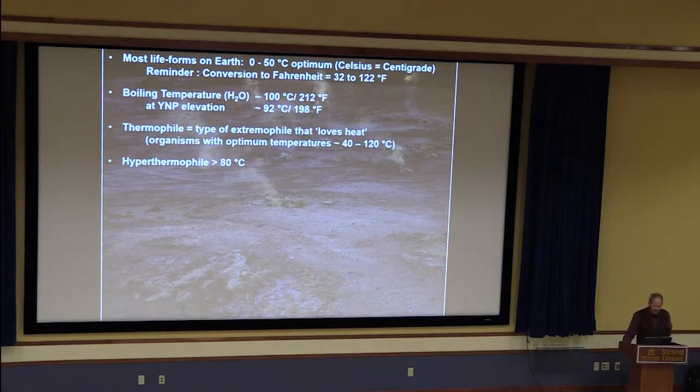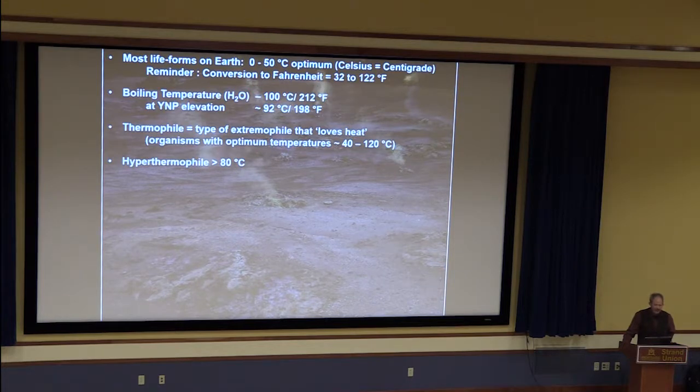Most life forms on Earth have an optimum of 0 to 50 degrees Celsius, and a reminder that conversion to Fahrenheit at 0 to 50 corresponds to about 32 to 122 Fahrenheit. And a couple of other reminders, at sea level, water boils at 100 centigrade or Celsius, 212 Fahrenheit. If I remember, I don't use the Fahrenheit scale that much anymore in some regards, not for science stuff, and so I tend to think in terms of centigrade.